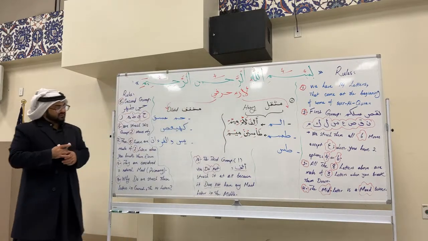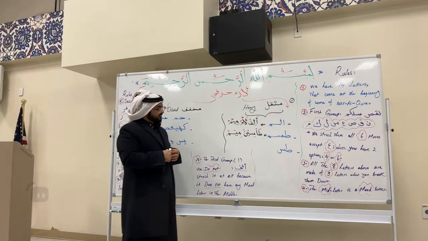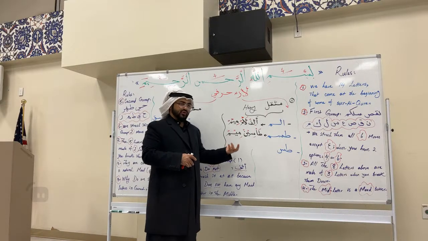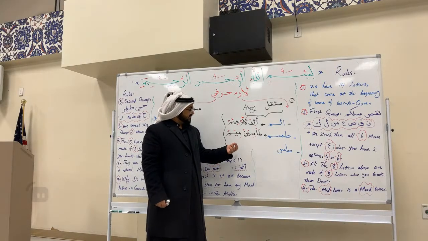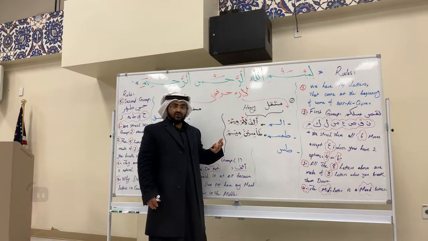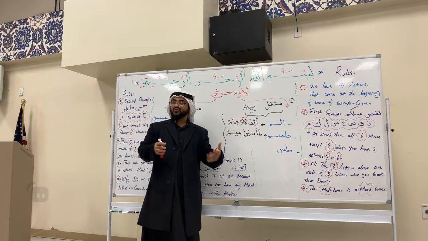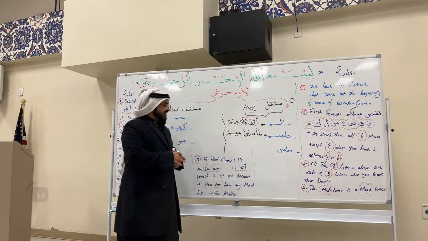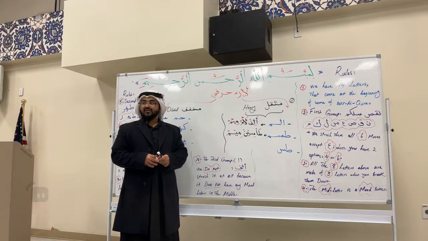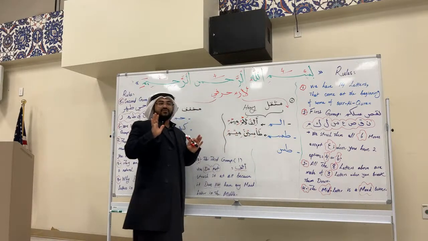Check the moves. See if it has any mudud. How many mudud do we have in here? 4? 2.5. Let's test our knowledge. What type of mudud based on what we studied? Yalla. The first mad, Abdul Nasser. That's mad tabi'i, natural. That's good.